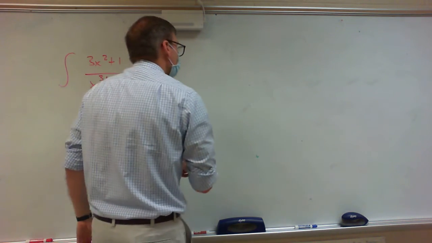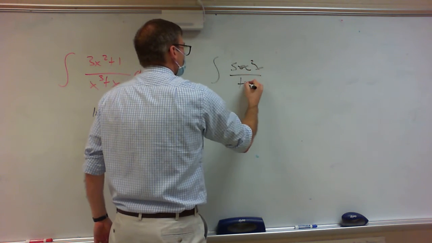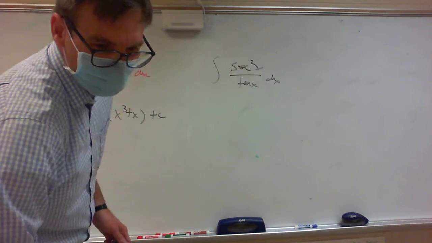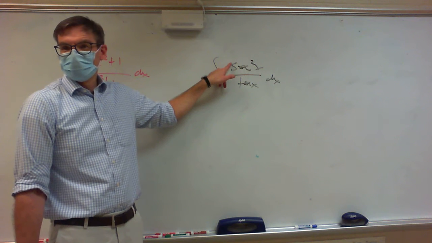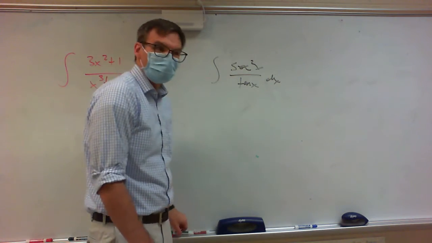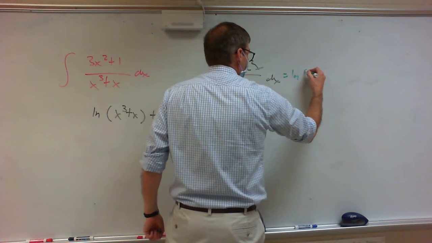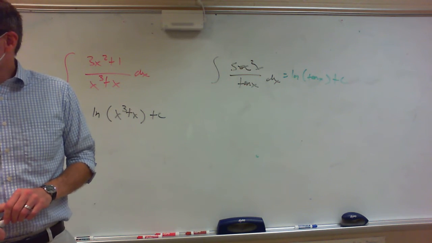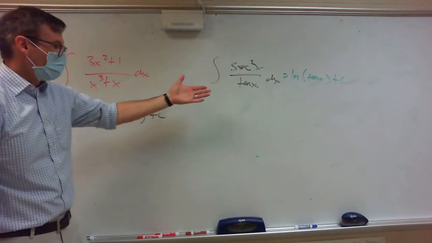All right. What if I gave you secant squared x over tangent x? Let's throw some trig stuff in here. It's kind of like this one, isn't it? Is the derivative of the bottom sitting on top? Is the bottom raised to the first power? So what's our guess? What's our answer going to be? Natural log of tangent x plus c. All right, starting to get the idea. Now, in your homework tonight, most of these are going to be like this.